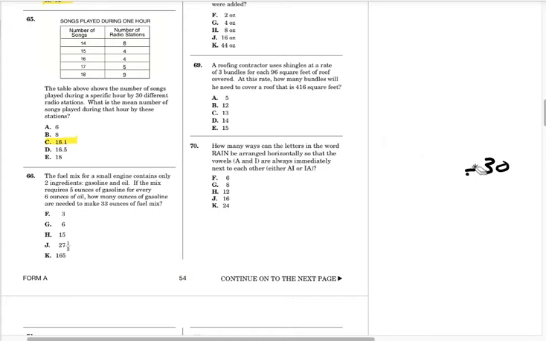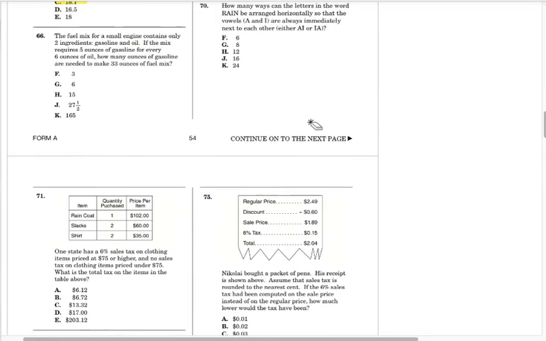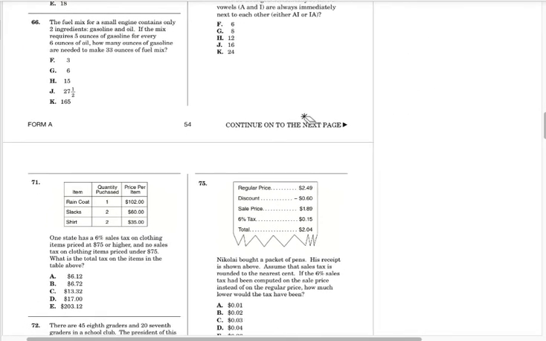And the eraser doesn't want to work. There we go. 66. The fuel mix for a small engine contains what? Gas and oil. There's 5 gas for every 6 oil. All right, what do we want to know about? We want to know about gasoline. So there's 5 gasoline for a total of 11.